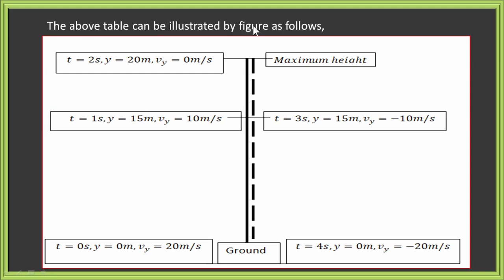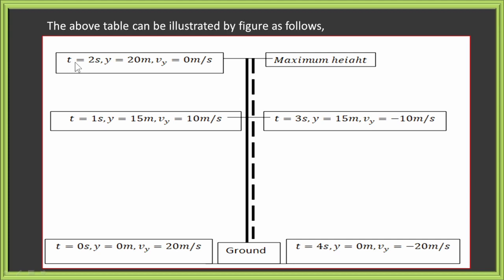The above table can be illustrated by a figure as follows. This is the ground at which the ball is thrown. At t equals 0 seconds, y is 0 meters. It is the initial point. vy is 20 meters per second. It is the initial velocity of the projectile. After 1 second, it rises up a vertical displacement of 15 meters, and its velocity decreases to 10 meters per second. Why? Because when the object is moving up, the gravitational force decreases its velocity by 10 meters per second each second. After 1 second, it becomes 10 meters per second.